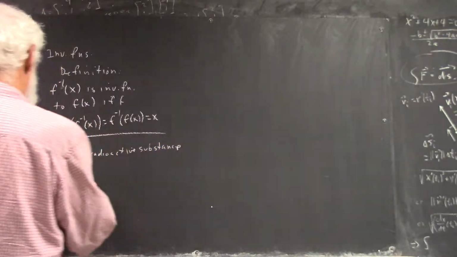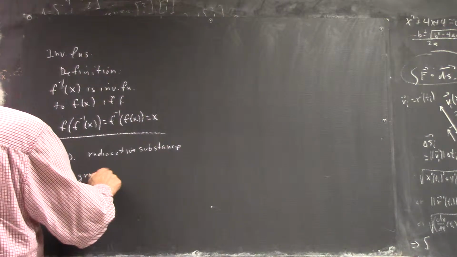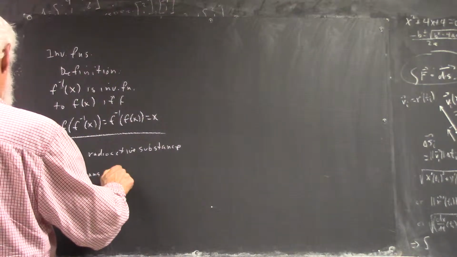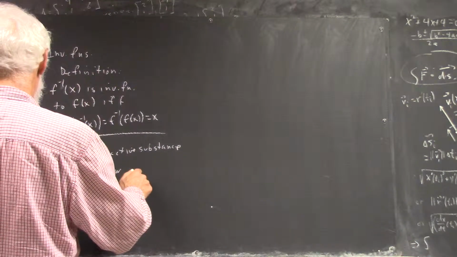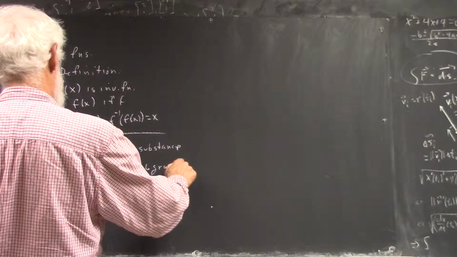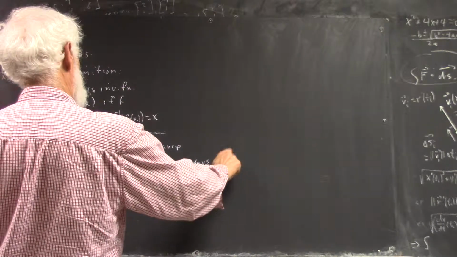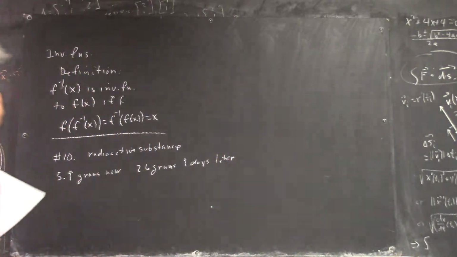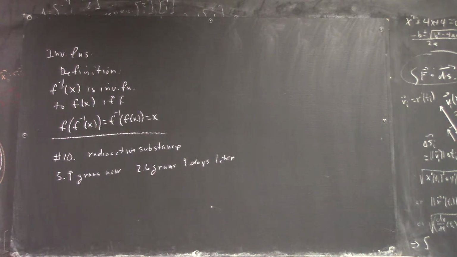It just tells you that you've got a radioactive substance, 5.9 grams now, and 2.6 grams nine days later. Okay? What do you do with that data? What's the first thing you do when you've got data?